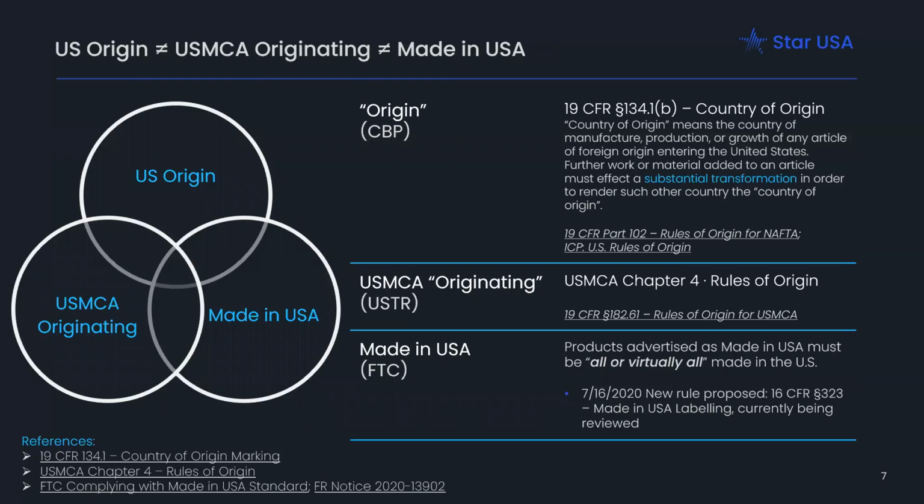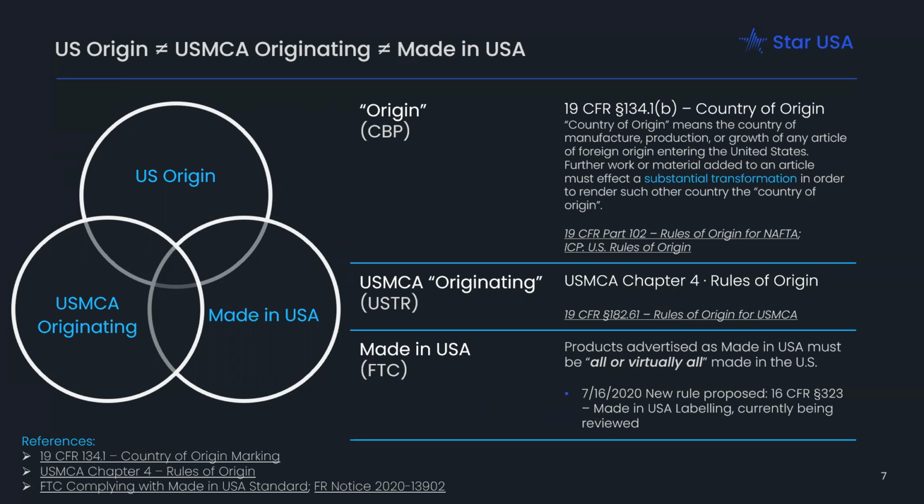One of the key concepts that I see, particularly people that are new to the industry and new to the concept of USMCA struggle with, is the concept of origination. And one of the conflating factors there is the fact that there are multiple ways to define origin or originating. There's a definition in the Code of Federal Regulations, the CFR, defined by Customs and Border Protection. They define the term country of origin to mean the country of manufacture, production, or growth of any article of foreign origin entering the United States. Further work or material added to an article must affect a substantial transformation in order to render such other country the country of origin.